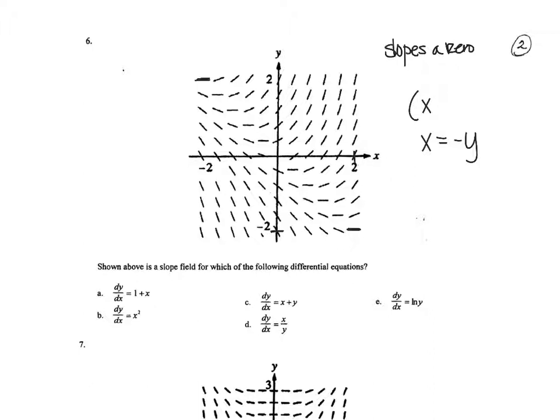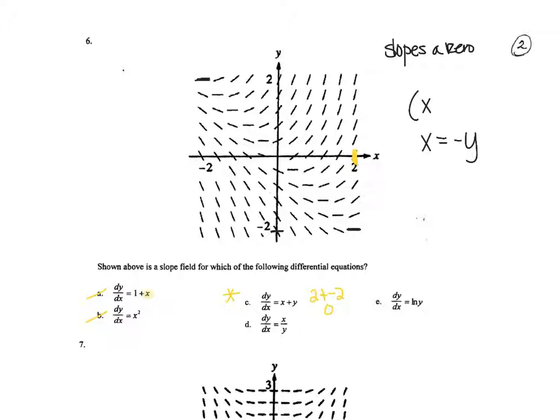So if we put x in here in letter A, if we put negative or positive 2 in for x, do we get 0? No, we get a slope of 3. So that's out. If we put 2 in for x squared, do we get a slope of 0? No. Substituting x being 2. So now here for letter C, if I substitute 2 for x and negative 2 for y, 2 plus negative 2 is 0. So that's probably my answer.